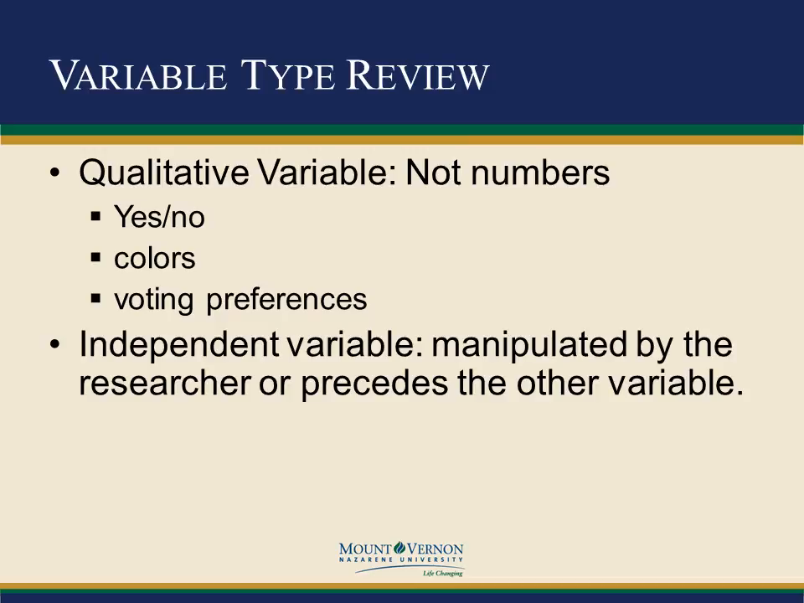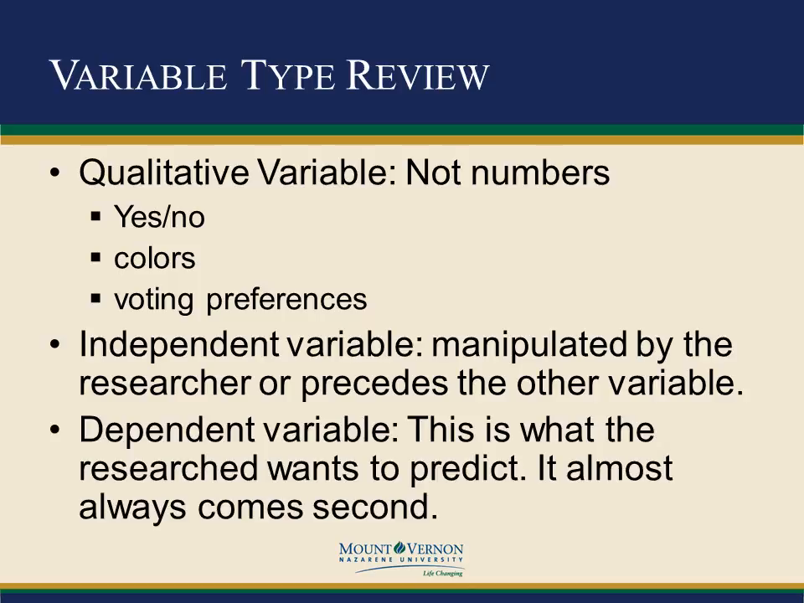Anything that is categorical is a qualitative variable. A few other terms that we will use are independent variable and dependent variable. An independent variable is manipulated by the researcher or precedes the other variable, and a dependent variable is what is being researched, what we want to predict. We'll be using these terms more as we talk about regression, but they're useful especially with the chi-squared test for independence.